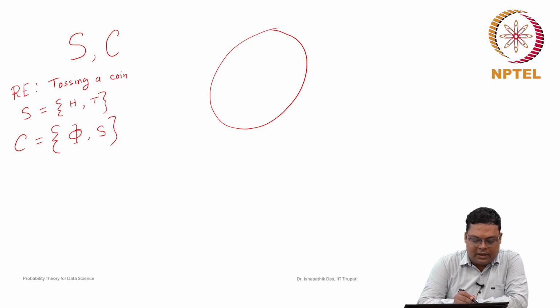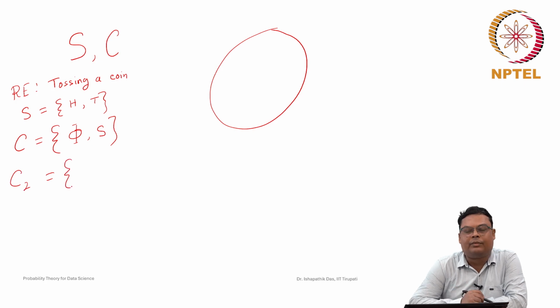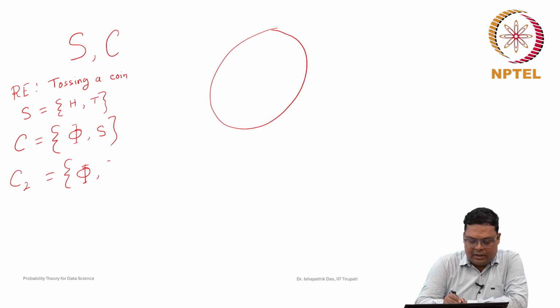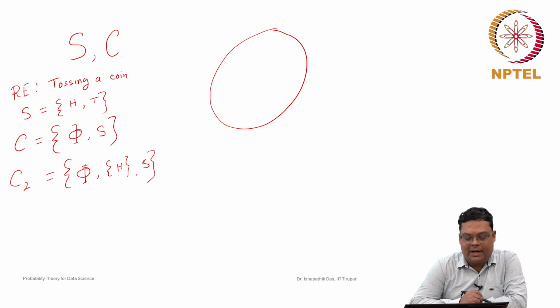Also you can take another, suppose C2 is considering phi, then H, and then S. So, we have just included another subset, H, which is another subset of S. Now, sigma field is defined as follows. C is a collection of subsets of S satisfying some property.